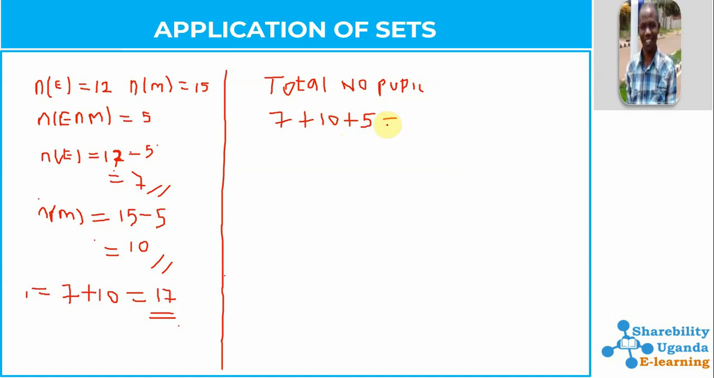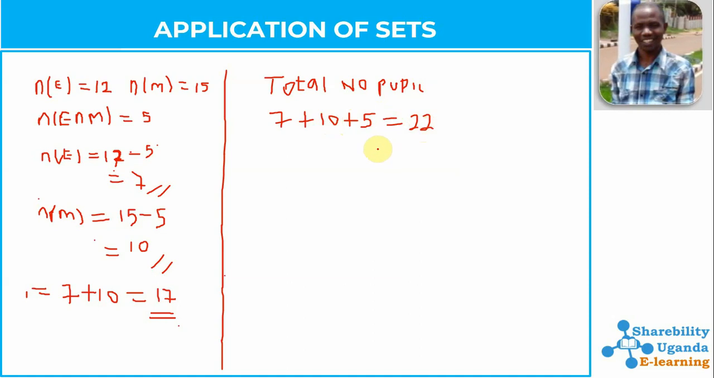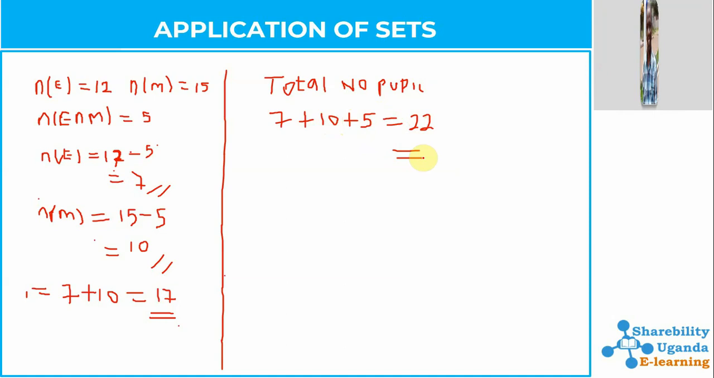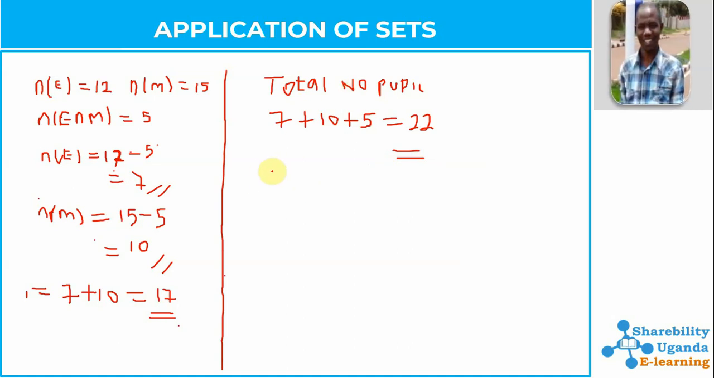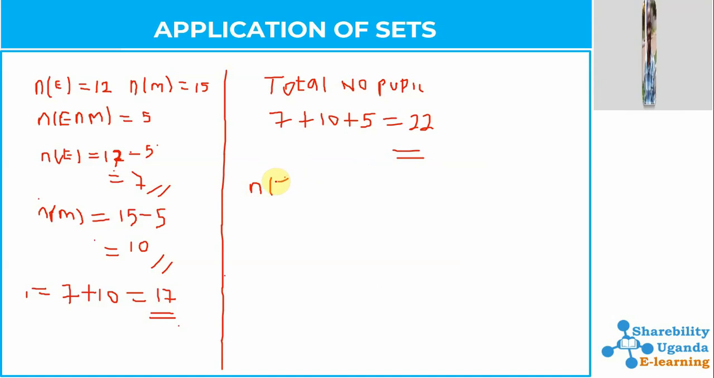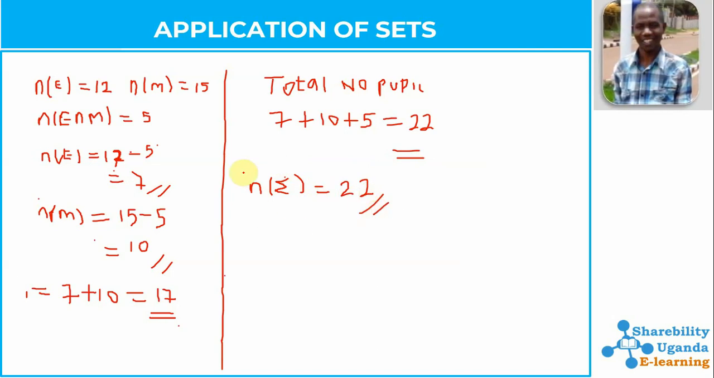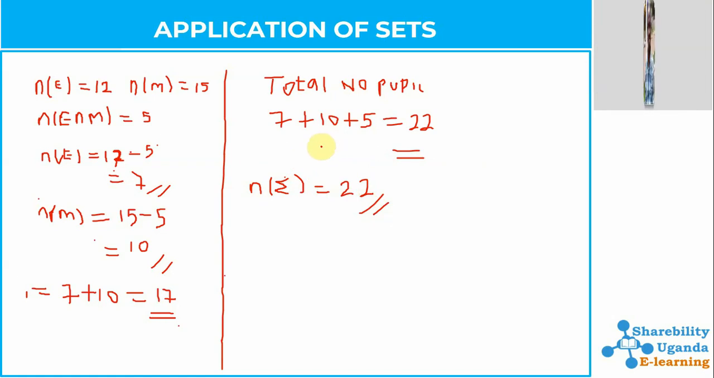And also we add those pupils who are doing both subjects. So here we shall be able to come up with 22 pupils in the whole class. So for us to represent the total pupils, as we have written it here, we write it as the number of all the pupils who are in the whole class will be equal to 22. All right, so this is how we write it in a form of mathematics, not writing it as a statement. This is a simplified way, which is not complicated.